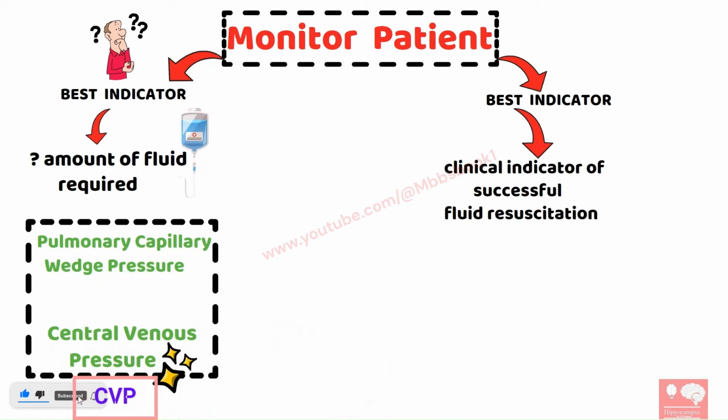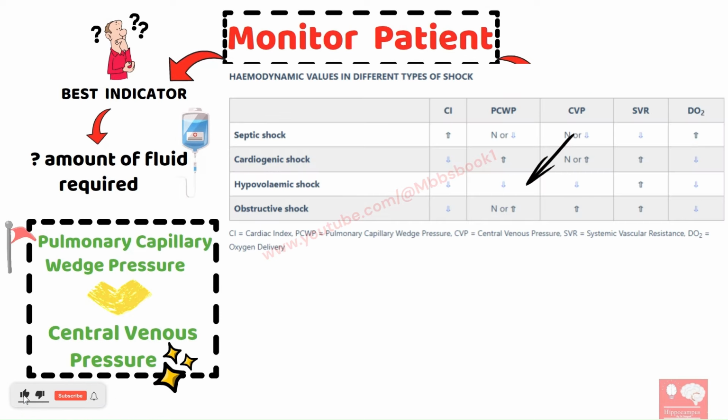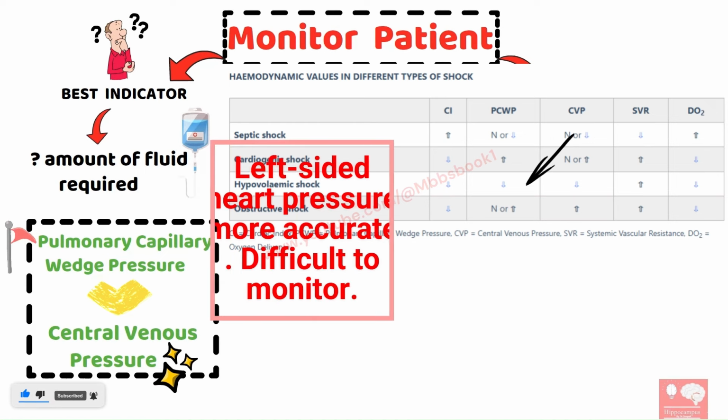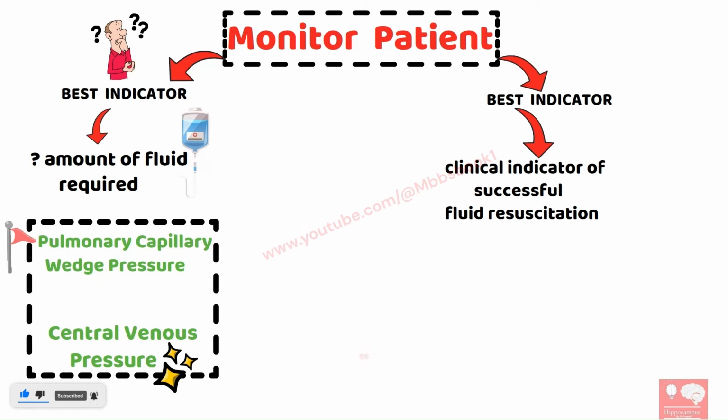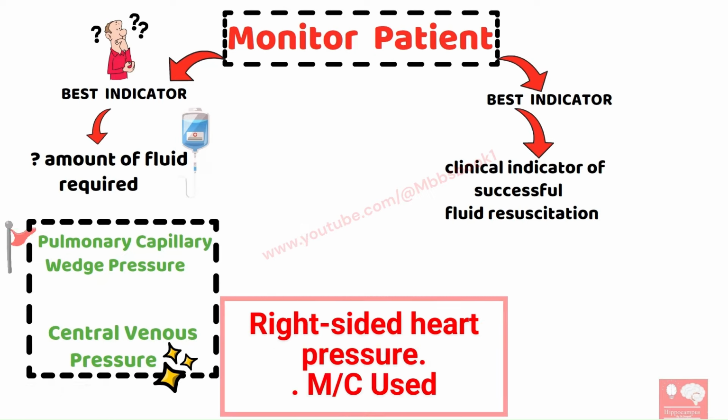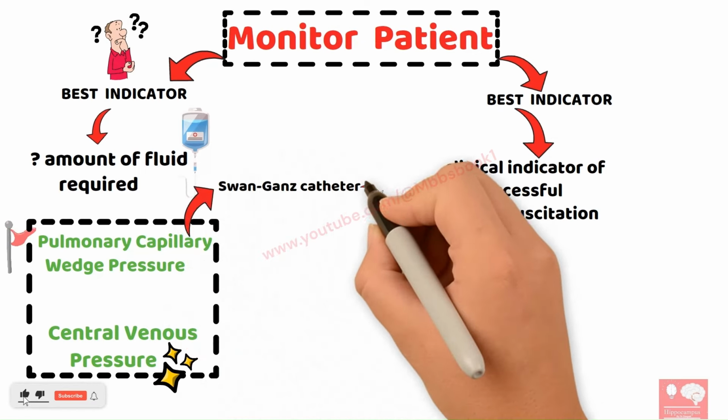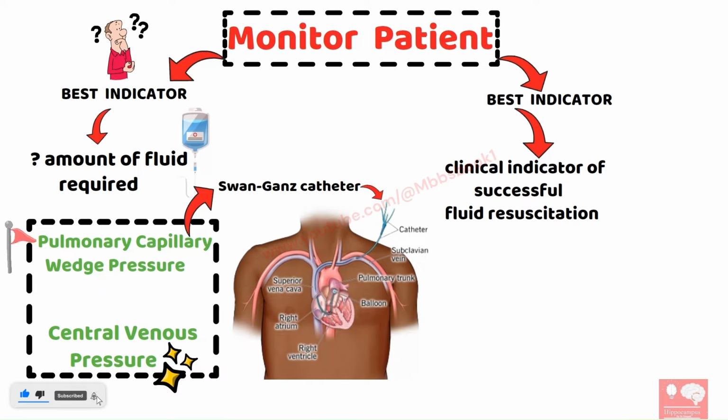So, for all practical purposes, it is the central venous pressure which is what we use to determine how much fluid to give. But theoretically speaking, pulmonary capillary wedge pressure is a better indicator than central venous pressure because it gives you an accurate measure of the left-sided heart pressure, whereas central venous pressure, CVP, is giving you right-sided heart pressure. Now, we use a Swan-Ganz catheter to measure pulmonary capillary wedge pressure.